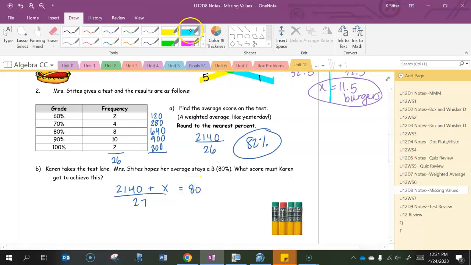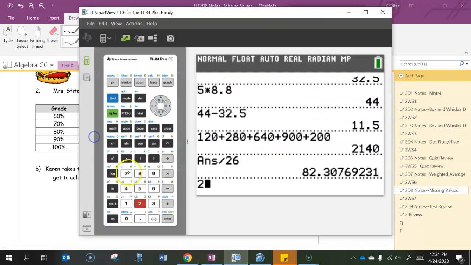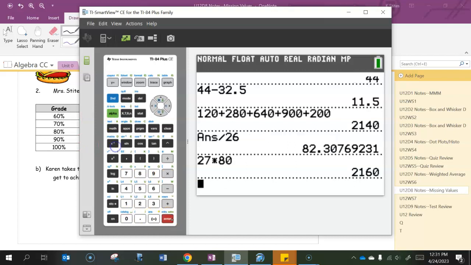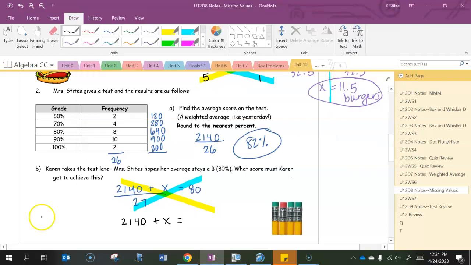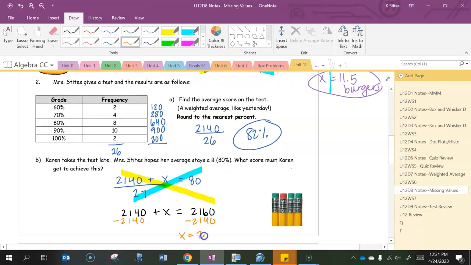Okay, so we're going to go ahead and cross multiply. And again, this 2140 plus X will just stay the same because you're basically multiplying by a 1. 27 times 80 will have to multiply. So that's 2,160. And then to solve for X, we're subtracting our 2140 over. And all Karen needs to get is a 20% in order for me to keep my average as an 80. So Karen, I believe in you.